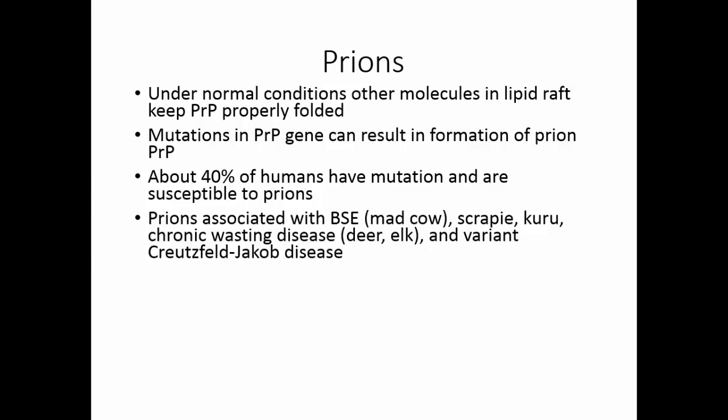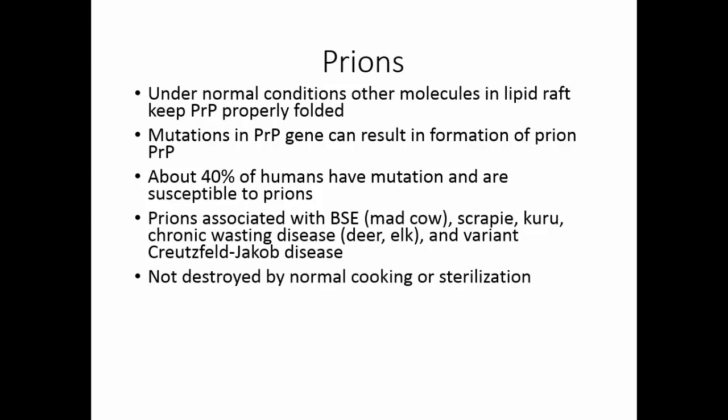And then variant Creutzfeldt-Jakob disease was something that was seen because, while we didn't think it could happen, prions seemed to have jumped species. Scrapie infected sheep were used to make cow feed, which developed mad cows, which were used to make hamburgers and other meat products, which were eaten by people. And this is where we see the variant Creutzfeldt-Jakob disease.